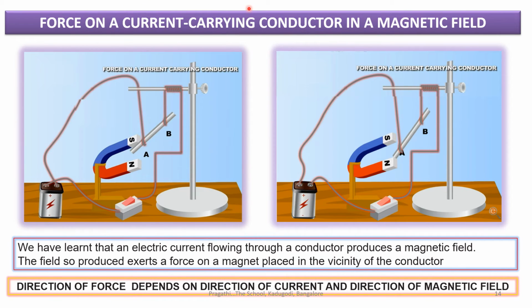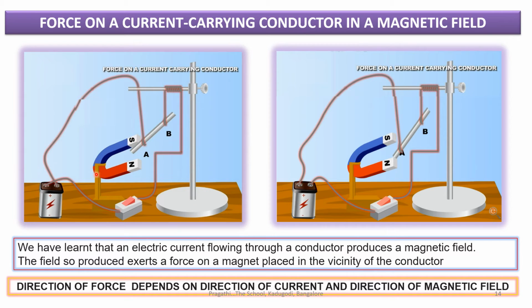Force on a current carrying conductor in a magnetic field. See, for example, take a battery, and the switch is here, connected to an aluminum rod. Take an aluminum rod or steel rod. In this experiment, take an aluminum rod AB and tie it to minus, and this plus should be connected to a switch. The arrangement will be like this.